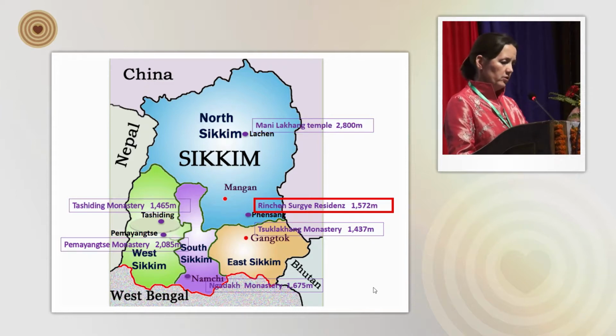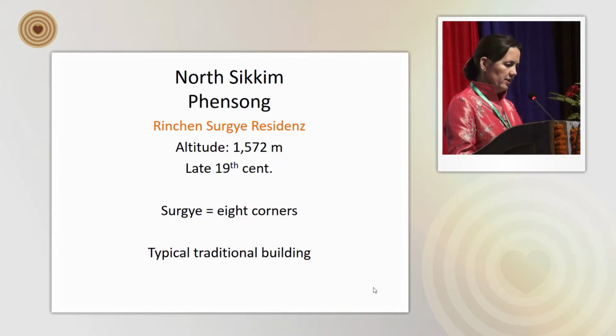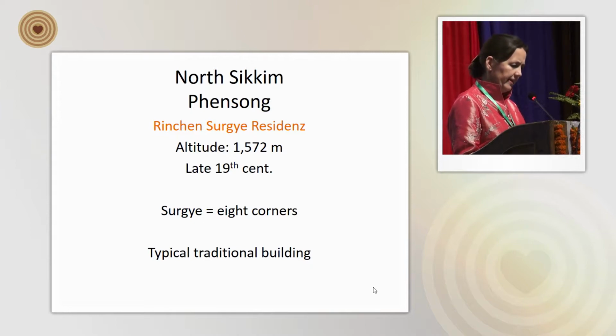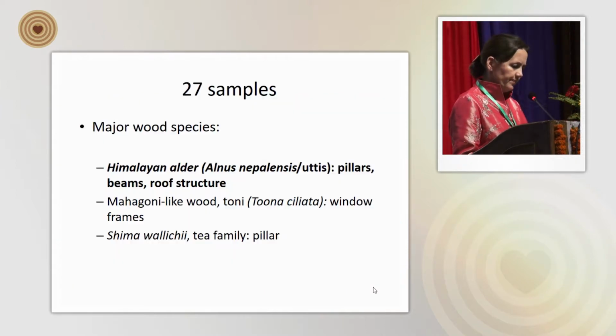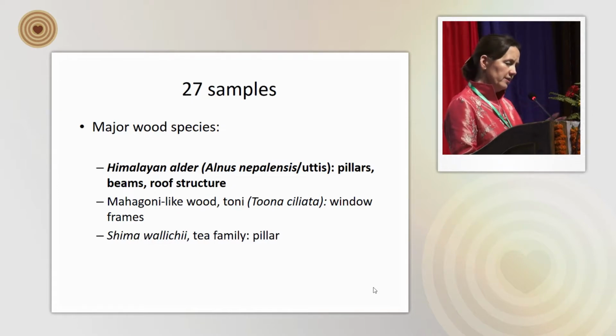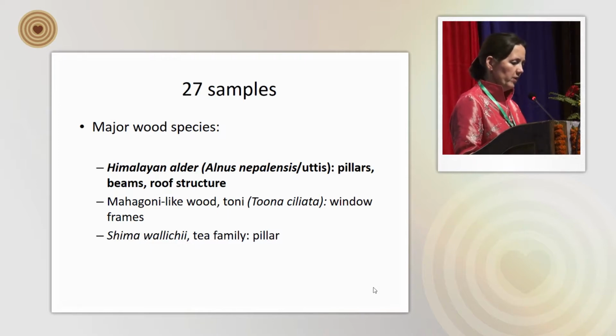And so then we go to the next building, a little bit more north, the Rin-Chan Sukiya residence. It is a little bit later, from the 19th century, and it is a typical traditional building. That is where the monk, the guardian of the temple, lived. And from 27 wood samples, the major tree species is Himalayan alder, utis in Nepalese, and it is used for the most parts.